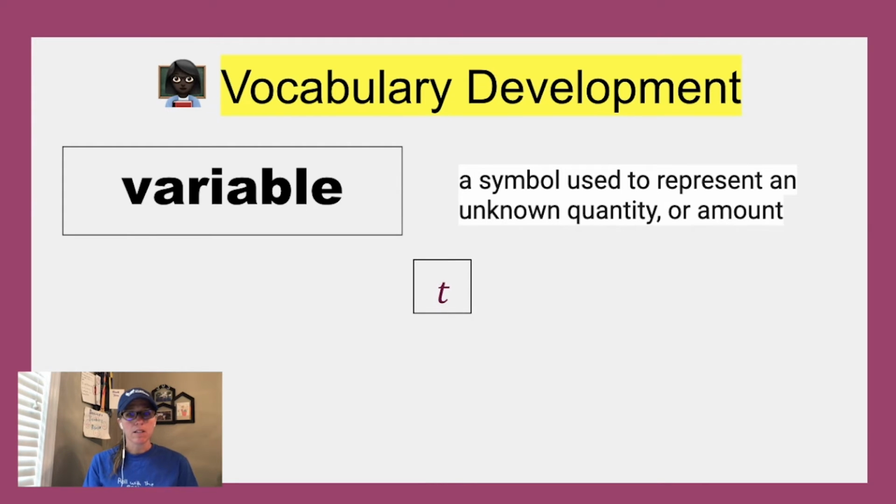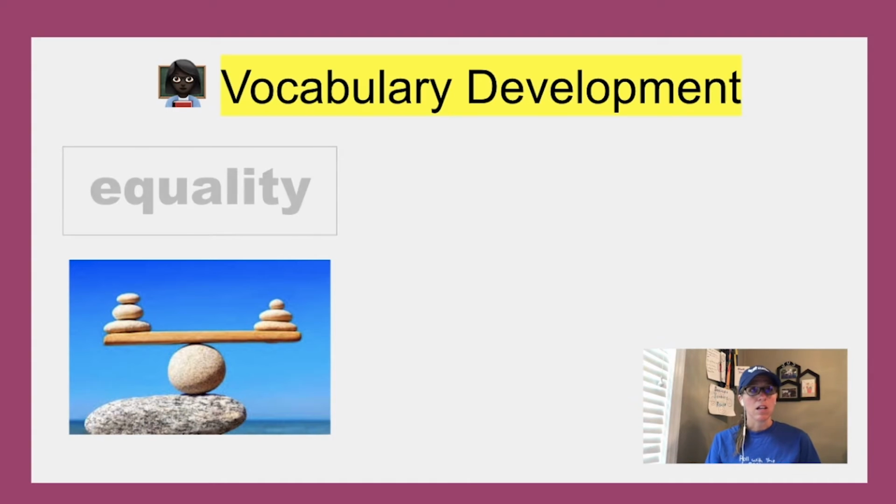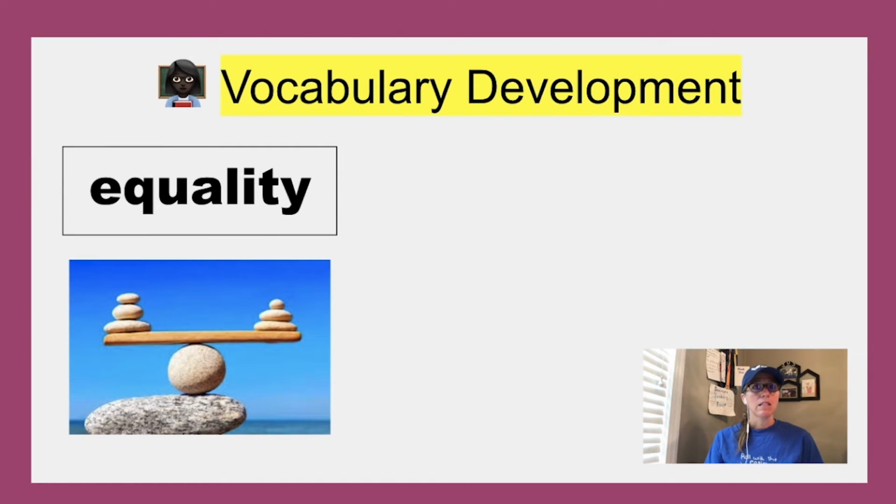Let's take a look at some variables. The letter T could be used as a variable, maybe for if you're talking about the number of tables in a room. You would just put the letter T for that amount. You could have n plus 1. You see there in that picture, what does that make you think of? Does it make you think of a balance or things that are equal? Our next term is equality. Say that with me. Equality.